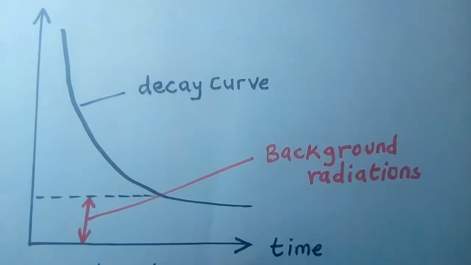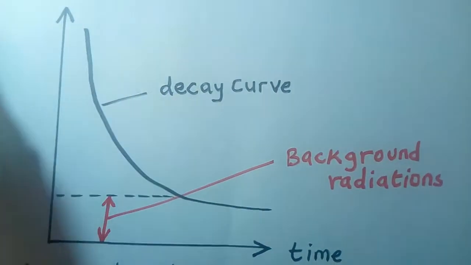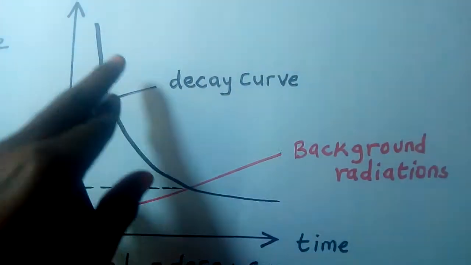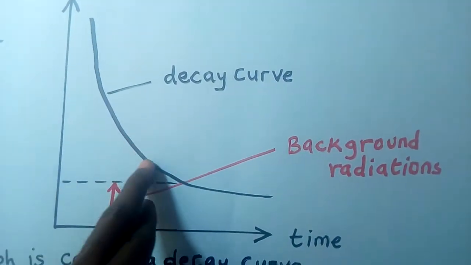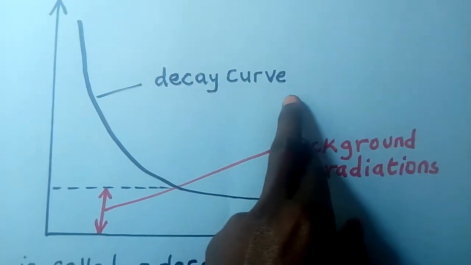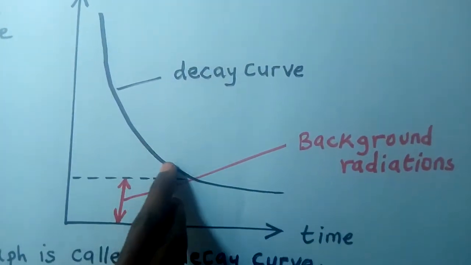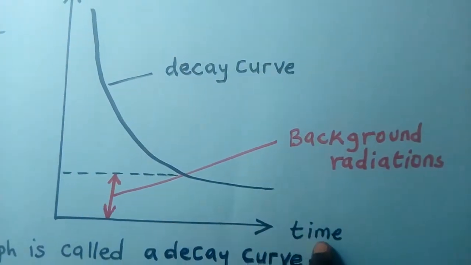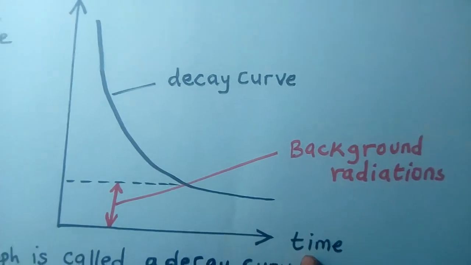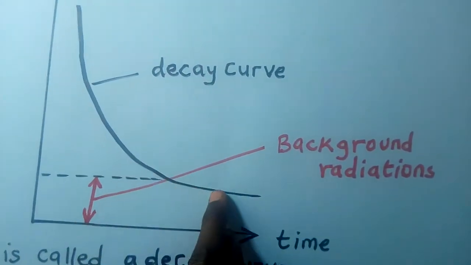So when you plot a graph of count rate against time, you end up with this kind of curve. And this type of curve has a name, we call it a decay curve. Now you'll realize that this curve does not touch the horizontal axis, the time axis.